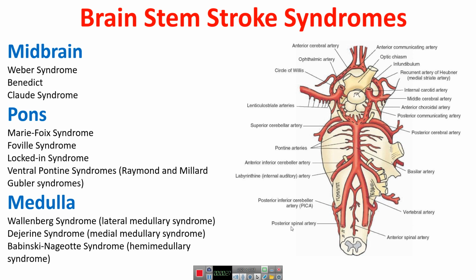Each one of them gives the posterior spinal artery on both sides. So we have one anterior spinal and two posterior spinal arteries. Then the two vertebral form the basilar, which give the pontine branches and also give the superior cerebellar arteries, and then finally divide to form the posterior cerebral arteries on both sides. We mean by the brainstem stroke syndrome occlusion of the blood supply of the midbrain or the pons or the medulla give certain clinical syndromes.